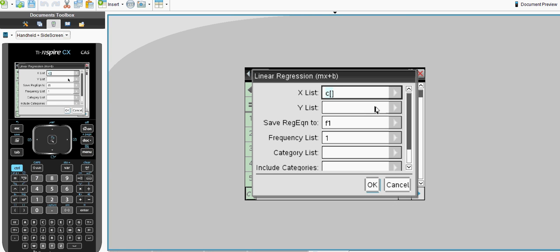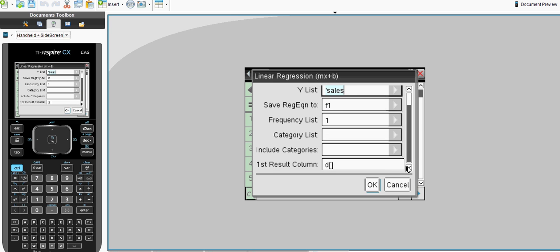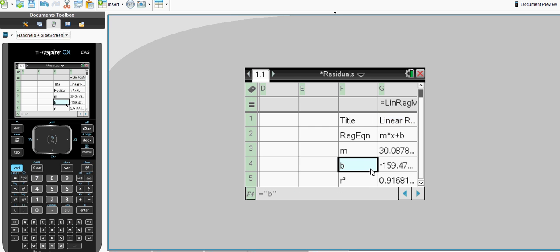Linear regression, and our x value was the temperature, our y value is sales, and let's put that in column F, give us a bit of room. Okay, from this we can see the gradient is 30.087, etc., and the y-intercept was negative 159.47, etc. Let's use for our purpose one decimal place.